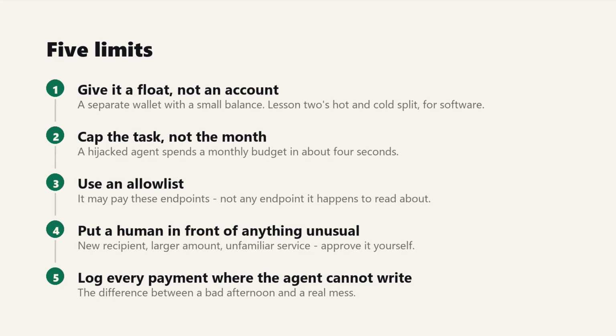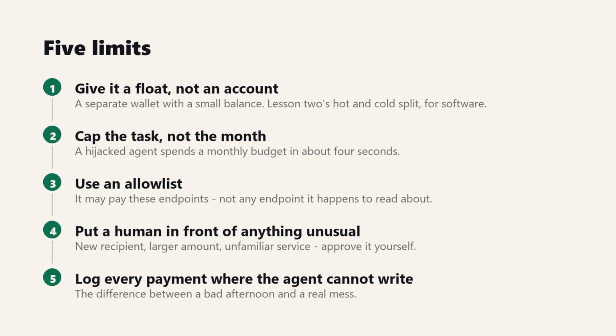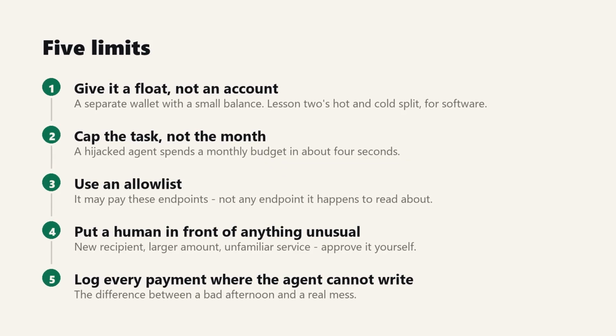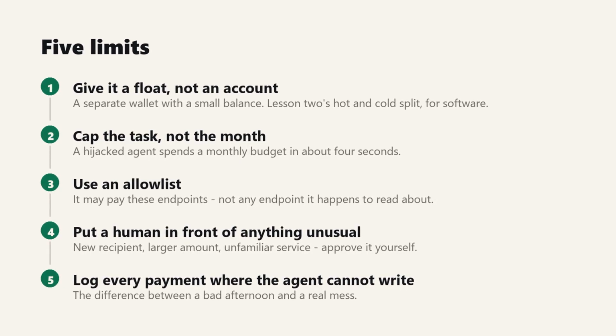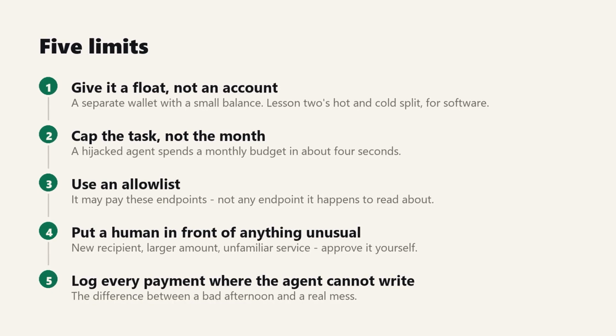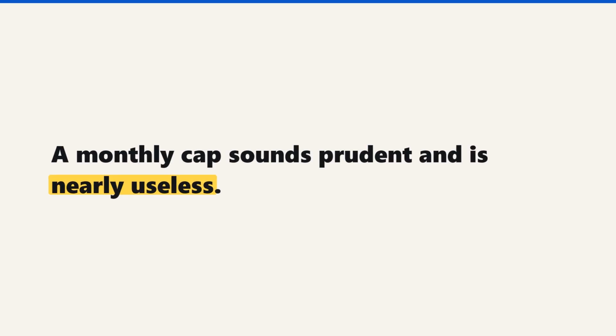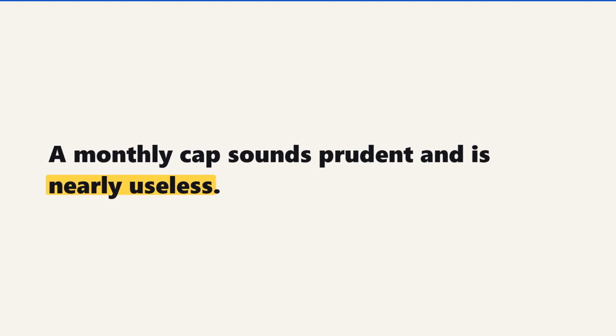Set the limit per task, not per month. A monthly cap sounds prudent and is nearly useless. An agent that has been hijacked will spend the entire month's budget in about 4 seconds. What actually contains the damage is a ceiling on a single job, and a ceiling per transaction. Use an allow list. The agent may pay these endpoints. Not any endpoint it happens to read about. Most injection attacks need the money to go somewhere new, and an allow list ends that conversation.